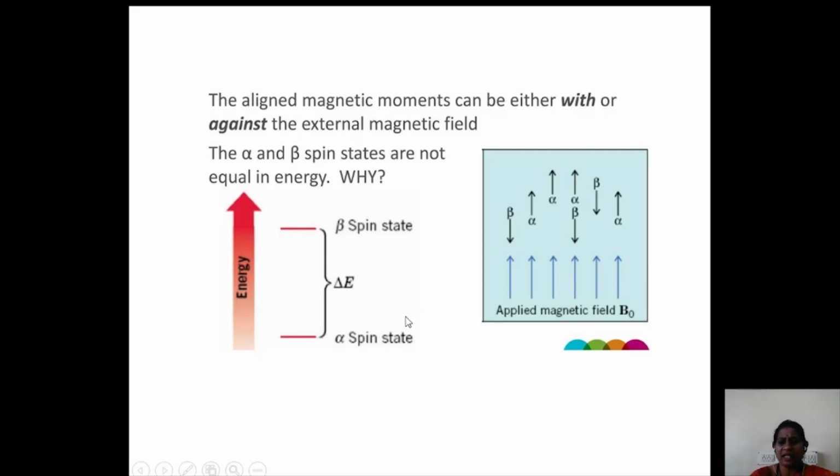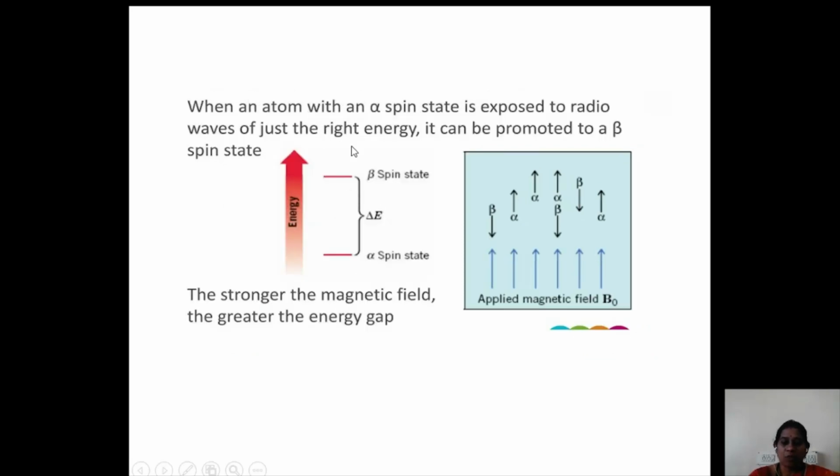And this is the energy level. Please have a look at this diagram. This is the alpha spin state and this is the beta spin state, and the difference between these two spin states is represented as del E, the difference in energy level. Let's assume an atom in the alpha spin state is exposed to radio waves of just the right energy; it can be promoted to the beta spin state.